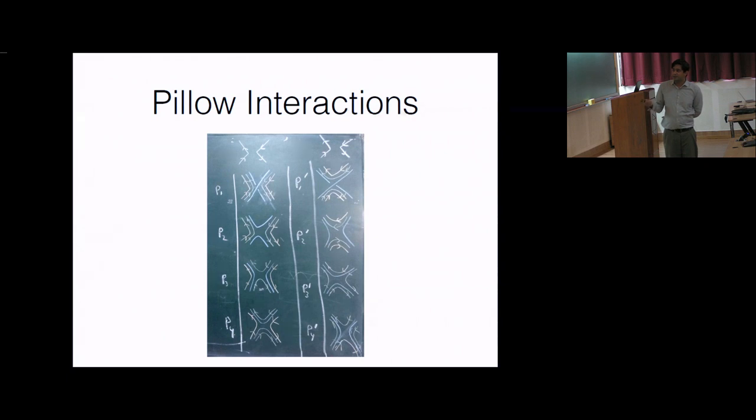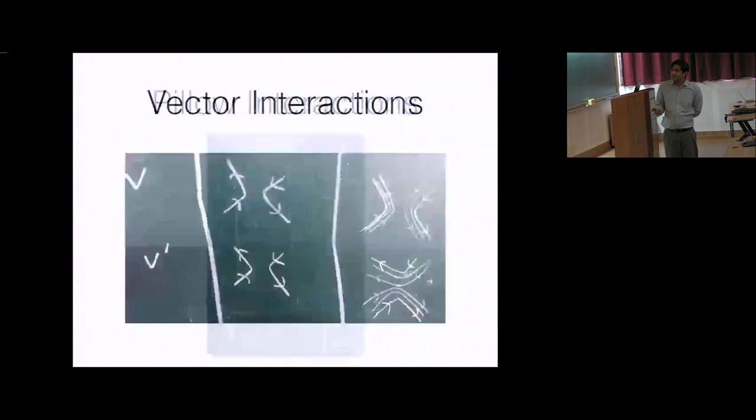So you have to add pillow interactions, and finally you would add what's called a double sum interaction or a vector interaction, which is just the vector model interaction, but with 3 lines instead of 1.